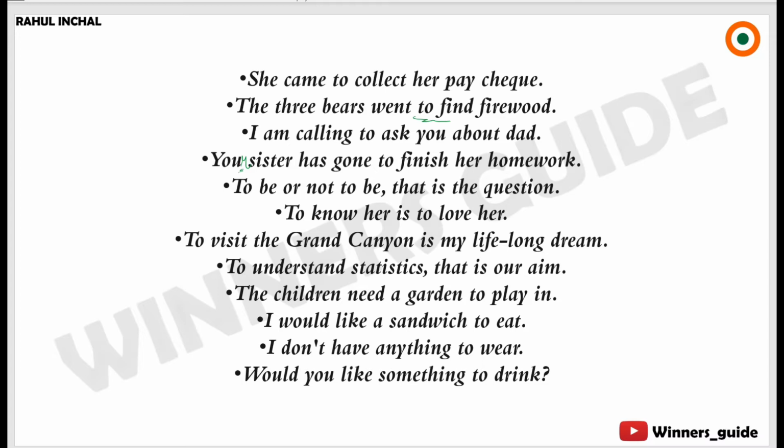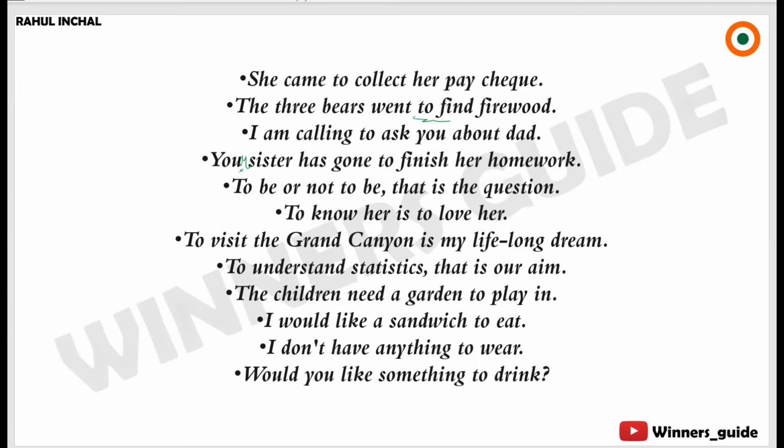The children need a garden to play in. I would like a sandwich to eat. I don't have anything to wear. Would you like something to drink? These are simple, straightforward examples of the infinitive. Now I would want to give you a few examples where you don't have to use the word to with the base to make it infinitive.